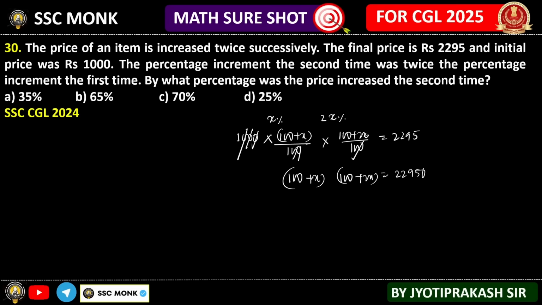I will use the options. Let's say it is 35. So 100 plus 35, that is 135, into 100 plus 2X, 35 into 2 is equal to 70, so 170, is equal to 22950. Clear? 135 into 17. 7 5s are 35. 7 3s are 21 plus 3, 24, plus 5, 29. So 5, 9 carry. 1 7 is 7 plus 2, 9. 1 3 is 3 plus 2, 5, So this is solving my real purpose. So the answer is option 35%. I do not need to do anything else.